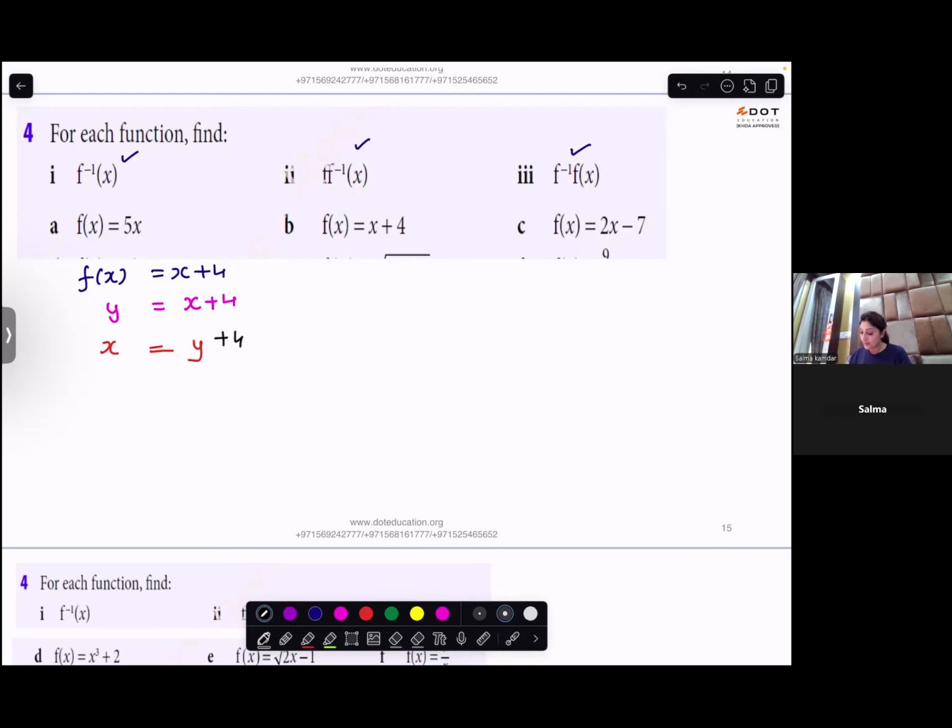Okay, now make y the subject. So you'll subtract 4 from both sides. So x minus 4 is equal to y. So y is equal to x minus 4. Now in place of y, put f inverse x. So my f inverse x is equal to x minus 4. I've solved the first part.